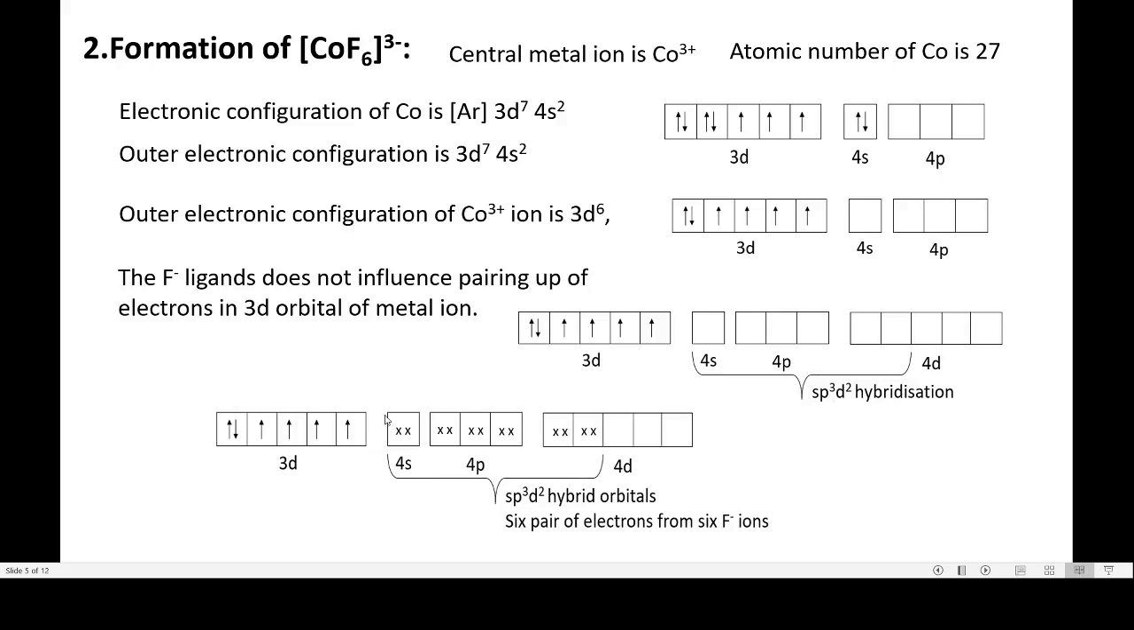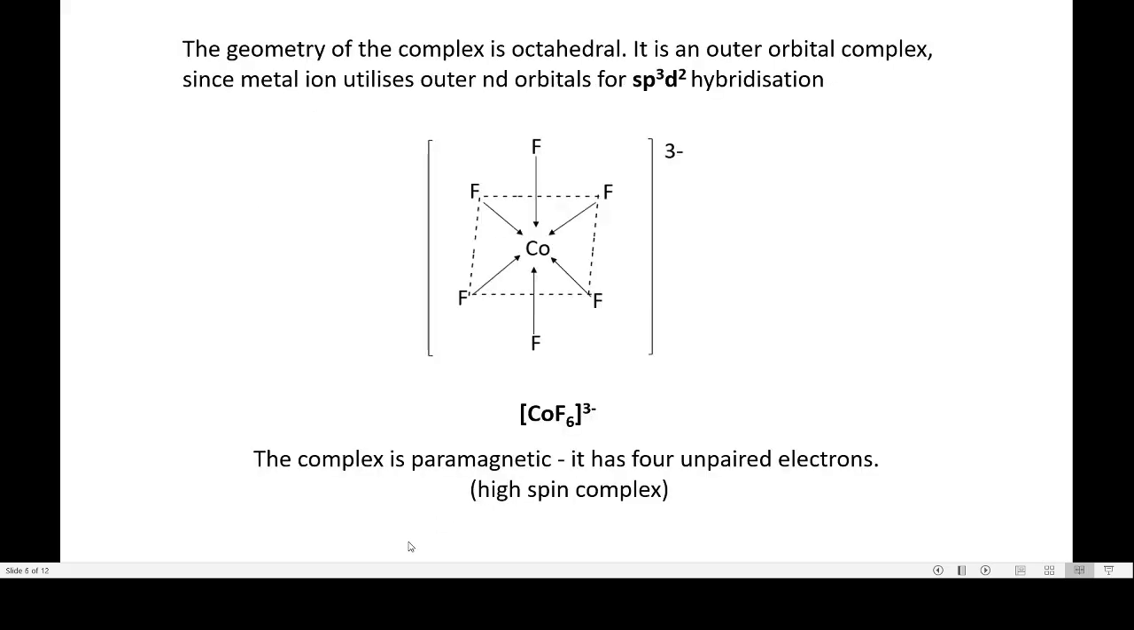And each sp3d2 hybrid orbital overlaps with an orbital having a lone pair of electrons from the fluoride ligand to form 6 coordinate bonds between ligand and metal. So 6 pairs of electrons from 6 ligands. So this is the structure of the complex in which 6 coordinate bonds are found between ligand and the central metal ion.